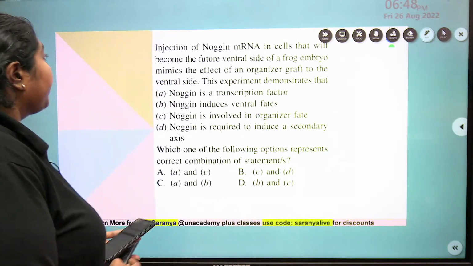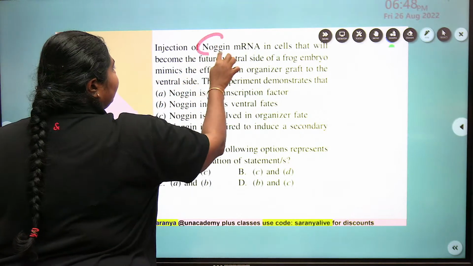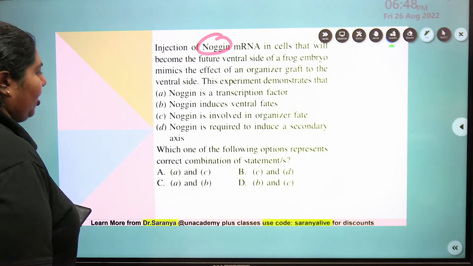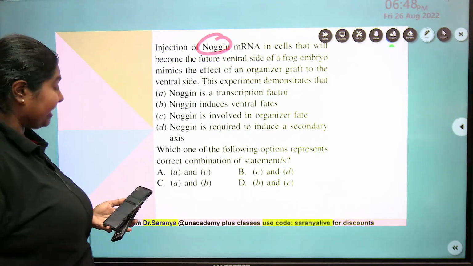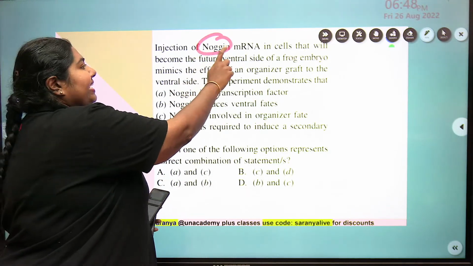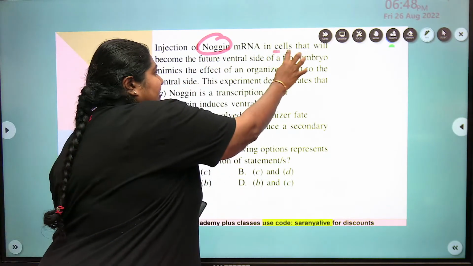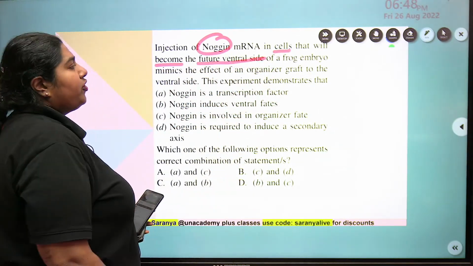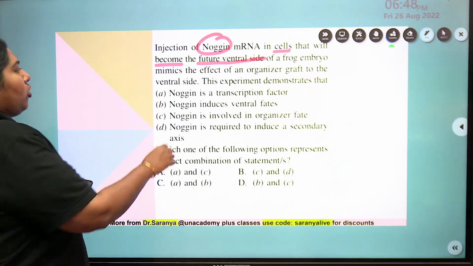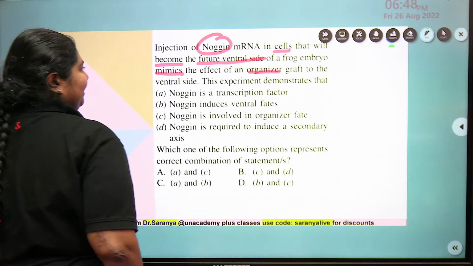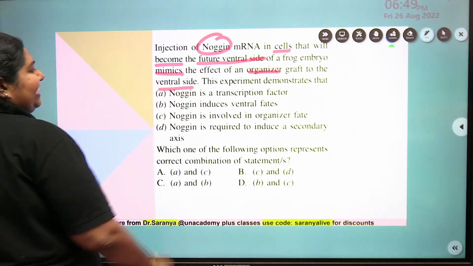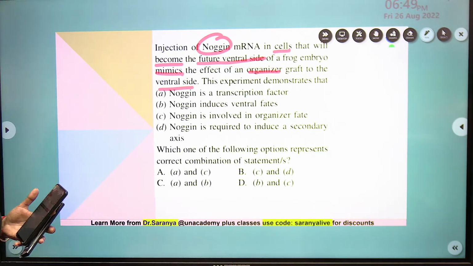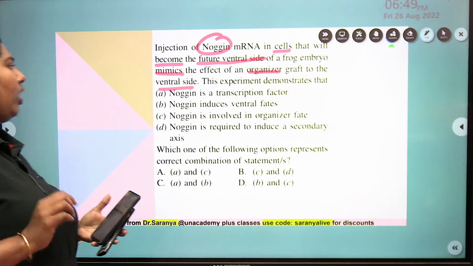Let us see. Okay. So, you are injecting noggin. What is this noggin? Who secretes the noggin? Noggin is secreted by your organizer. Okay. So, let's take this question. The injection of noggin mRNA in the cells that will become the future ventral side of your frog embryo is going to mimic the organizer that is grafted to the ventral side. So, what does this experiment demonstrate?